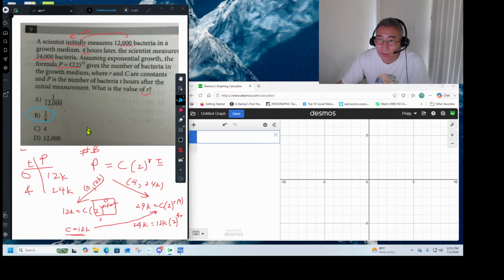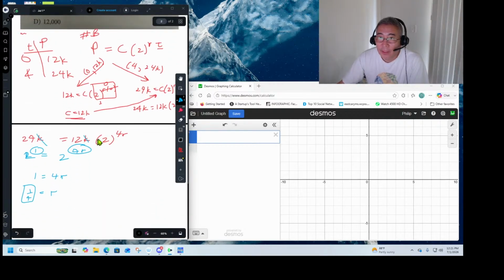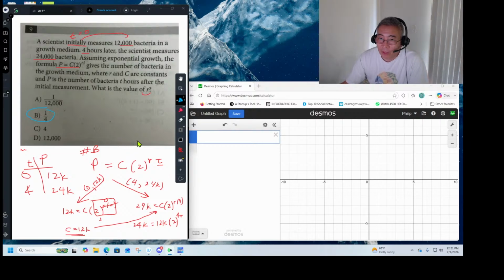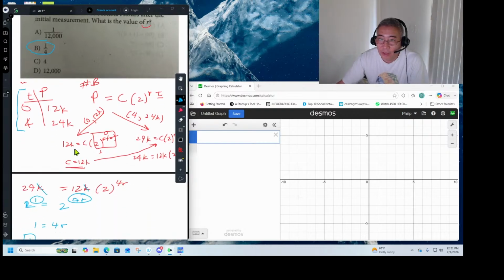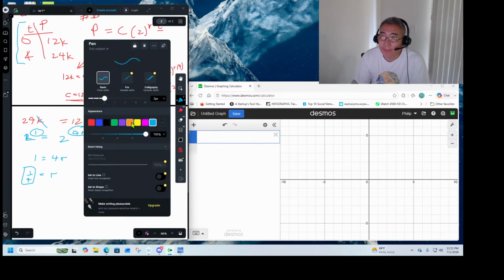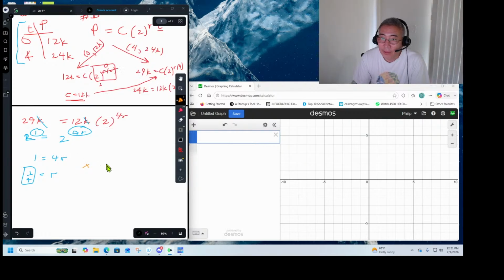Okay, so that was doing it by hand. Now doing it with Desmos. Remember, we can do modeling problems by using the modeling function on Desmos. The way the modeling function works is you put in your data sheet, except you can't put it in as T and P. You have to put it in as X and Y. So I'm going to put it in as X and Y.